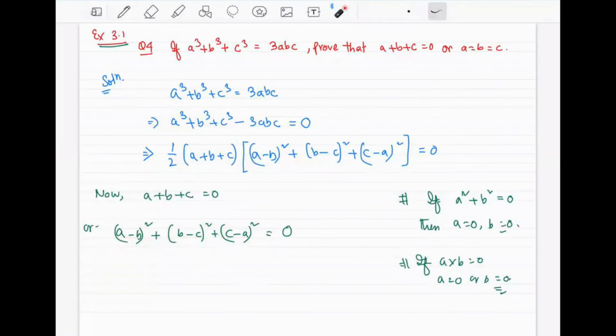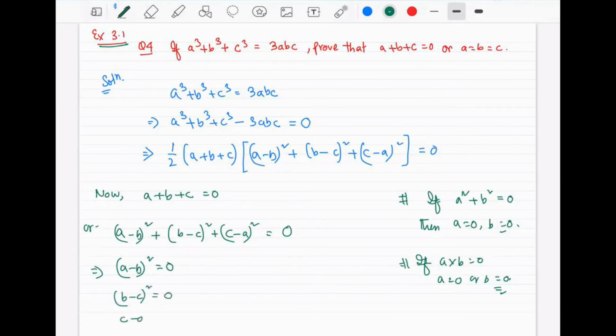Okay, make them equal to 0 then. So we will have (a minus b) whole square, it should be equal to 0. And (b minus c) whole square, this must be equal to 0. (c minus a) whole square, this must be equal to 0.